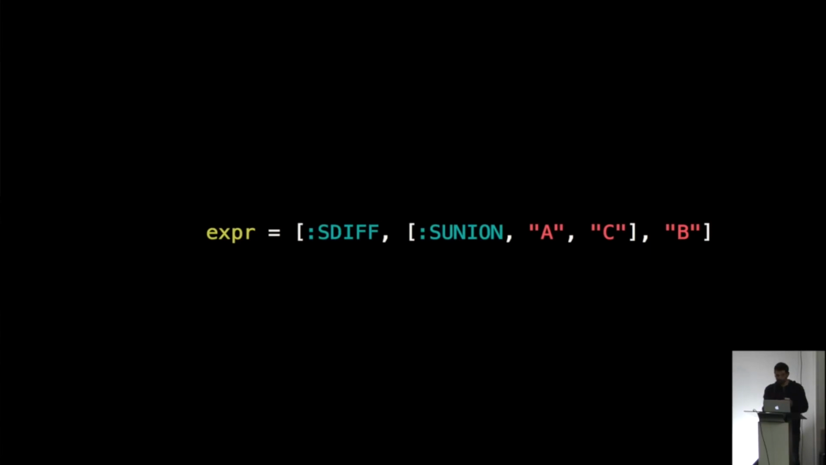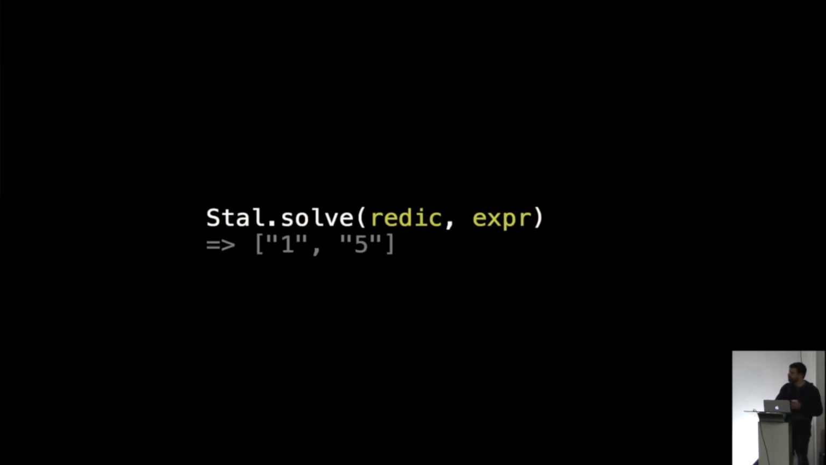If we assign this to a variable, we can pass the expression to Stal. We pass also a Redis client, and we get the result. And Stal will take care of building any temporary keys and then deleting any temporary keys. It will take care of doing everything within a transaction and pipelining all the operations. So it's the best performance you can get for that kind of operations. And what is good is that you can also explain and see actually what steps it's going to do.